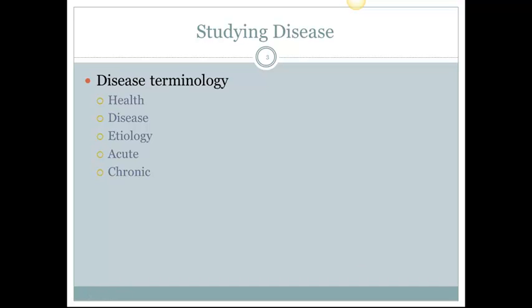Studying disease terminology. So we have health, which is the physical, mental, and social well-being, not merely being absent of disease. Disease happens when homeostasis is not maintained. Homeostasis is the body's continuous ability to respond to changes in the environment and maintain consistency in the internal environment. Etiology is the study of the factors that cause the disease.